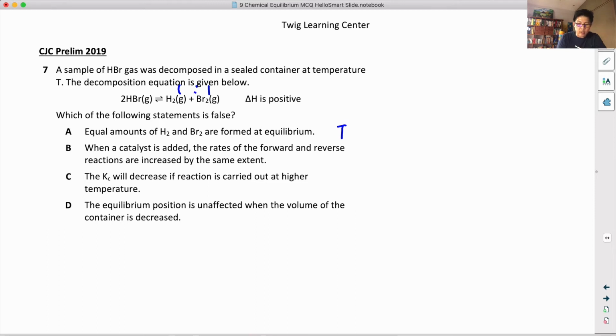When the catalyst is added, the rates of the forward and reverse reactions are increased by the same extent. That is definitely true also, right? The rate of forward and the rate of back increase by the same extent.